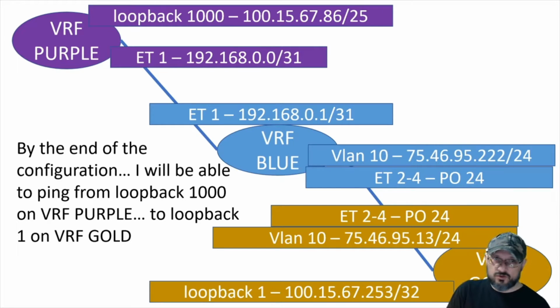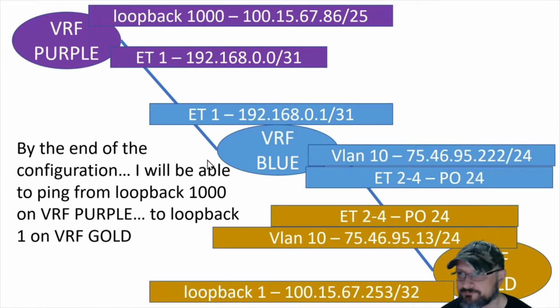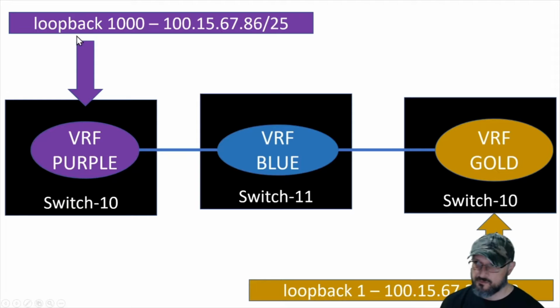So to do that, we're going to have to build the infrastructure, and then we're going to have to create rules, routes on all of these VRFs to actually make the routing work properly. So this loopback here on switch 10 should ping this loopback here, which is on switch 10 as well. Right? Which can be kind of confusing because it's on the same device, so why can't it hit it? Well, it won't be able to without passing through VRF blue on switch 11.